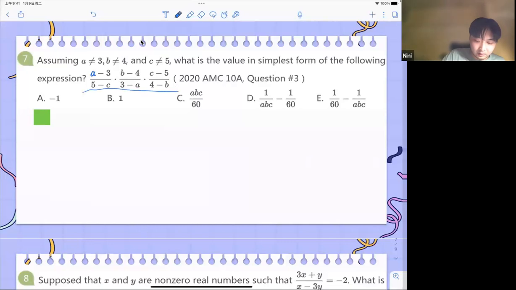So for A, we got 2 of them, right? Which is A minus 3. I can now see my A minus 3 here. We get another one, which is 3 minus A, right? Same thing for B. We got B minus 4 and 4 minus B, right? And same thing for C.